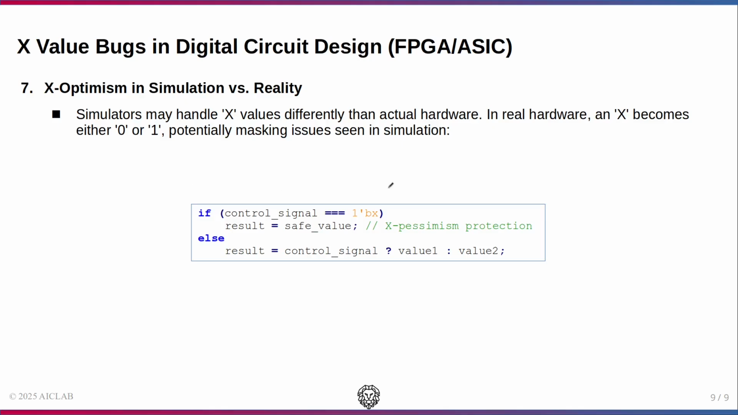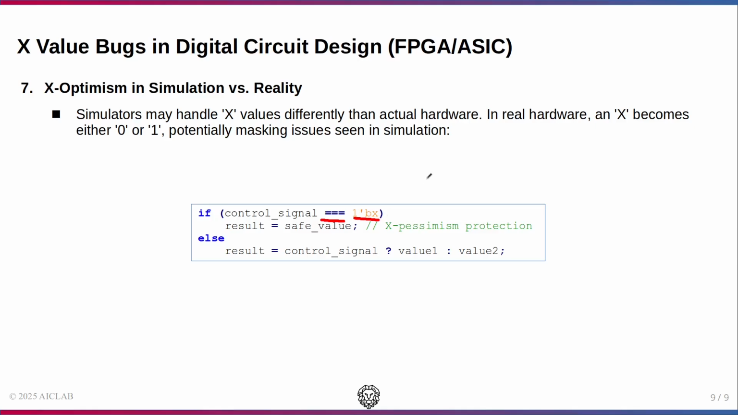In this piece of code, there are two bugs. First, it uses case equality. Case equality shouldn't be used in RTL modeling. And the next one is that it compares the control signal with the X value.